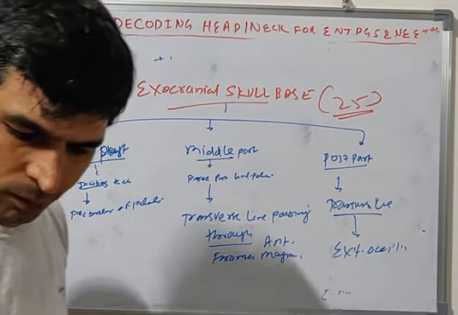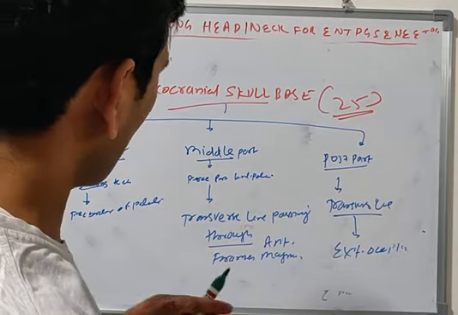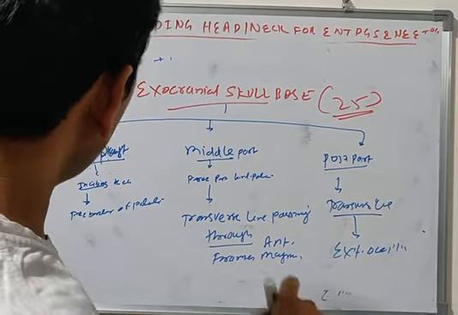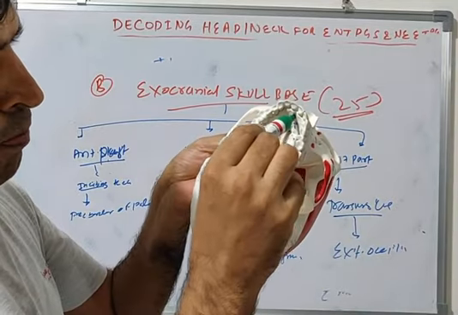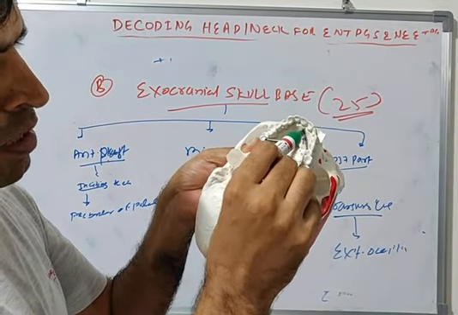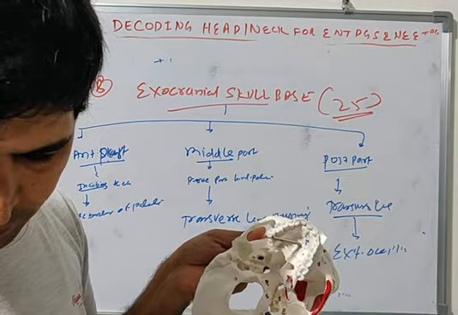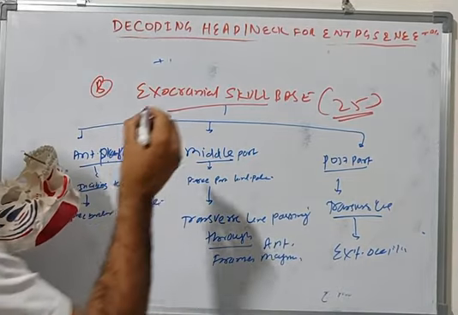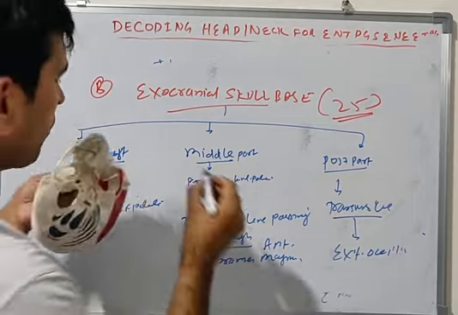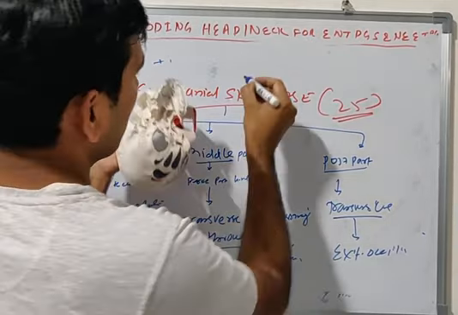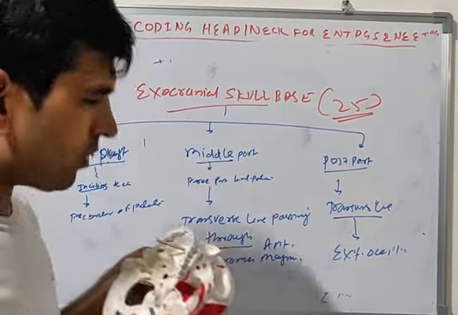Okay. Now the main structures, if you see, in the anterior part. In the primitive palate there is one fossa, called the incisive foramen. This is called the incisive foramen. Now I have to remove this.